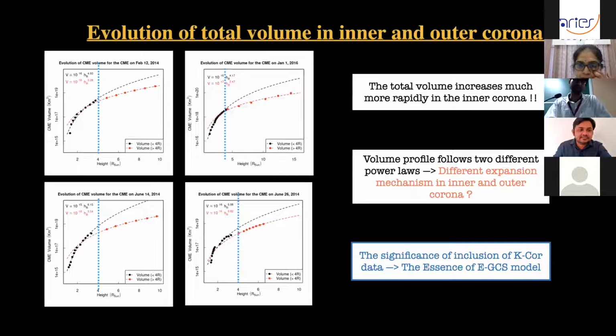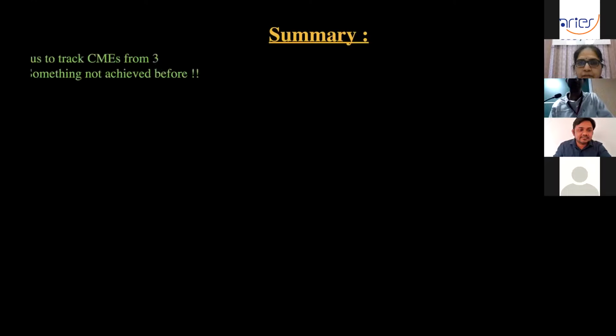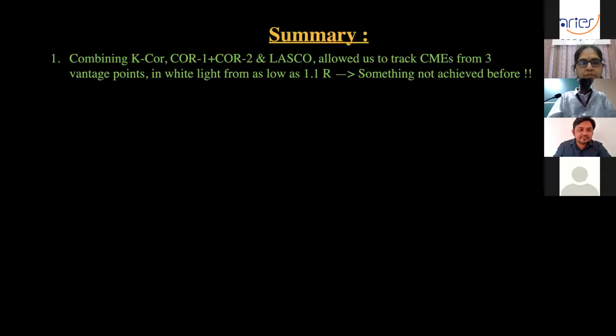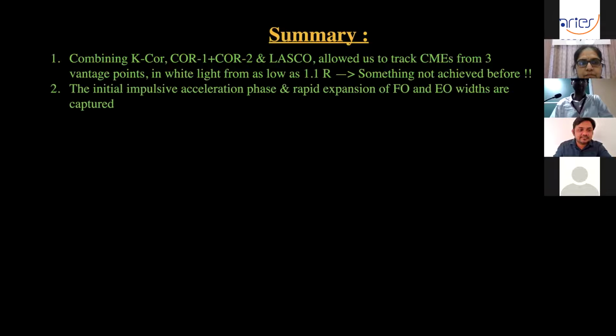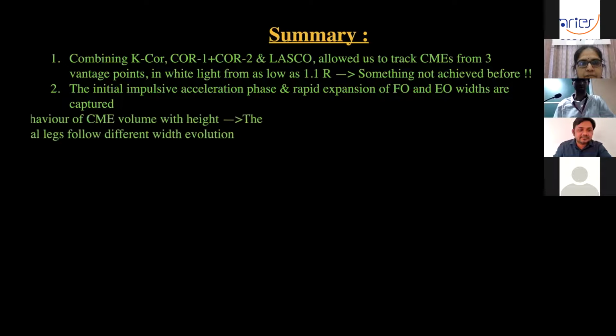If we didn't have observations below 2 solar radii, we wouldn't have had the luxury or the confidence to segregate between these two behaviors of the CME volumes at these two height regions. So to summarize, we have for the first time extended the application of the GCS model to K-core observations. And that has allowed us to track the CME with 3 vantage point tracking from a height as low as 1.1 solar radii. And this has again facilitated capturing the impulsive acceleration phase and the perspective of width evolution from a face on and edge on point of view.